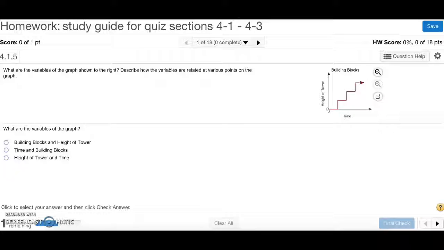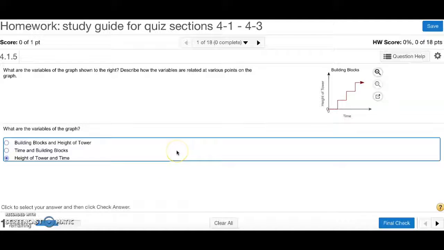Number 1. What are the variables of the graph shown to the right? Describe how the variables are related at various points on the graph. The variables are going to be the x and y, or in this case, time and the height of the tower. So that's the variables.